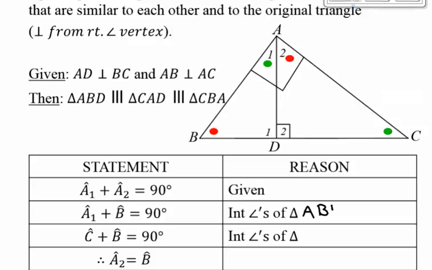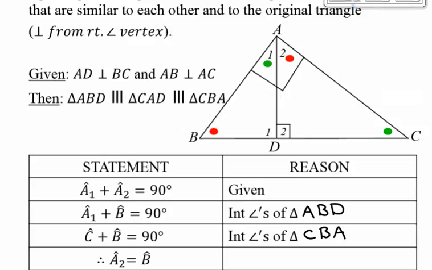Now you can look at the triangle on the right and make a similar conclusion. That angle C, in the whole triangle, plus angle B is equal to 90 because we know that angle A is 90 degrees. So that would be interior angles of the whole triangle, which is triangle CBA.